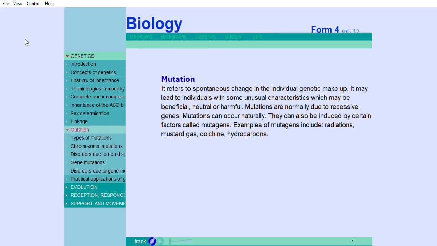Mutation. It refers to spontaneous change in the individual's genetic makeup. It may lead to individuals with some unusual characteristics which may be beneficial, neutral, or harmful. Mutations are normally due to recessive genes. Mutations can occur naturally. They can also be induced by certain factors called mutagens. Examples of mutagens include radiations, mustard gas, colchicine, and hydrocarbons.